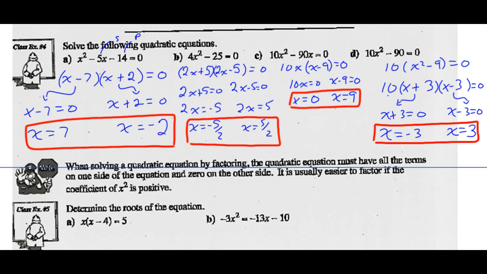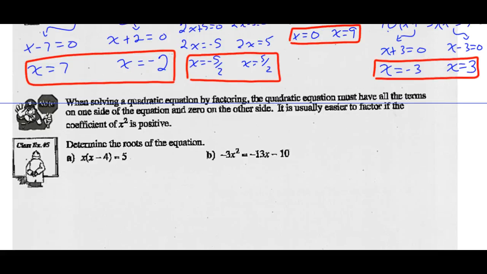All right. Note, when solving a quadratic equation by factoring, the quadratic equation must have all the terms on one side of the equation and 0 on the other. It's usually easier to factor if the coefficient of x squared is a positive value. So determine the roots of these equations.